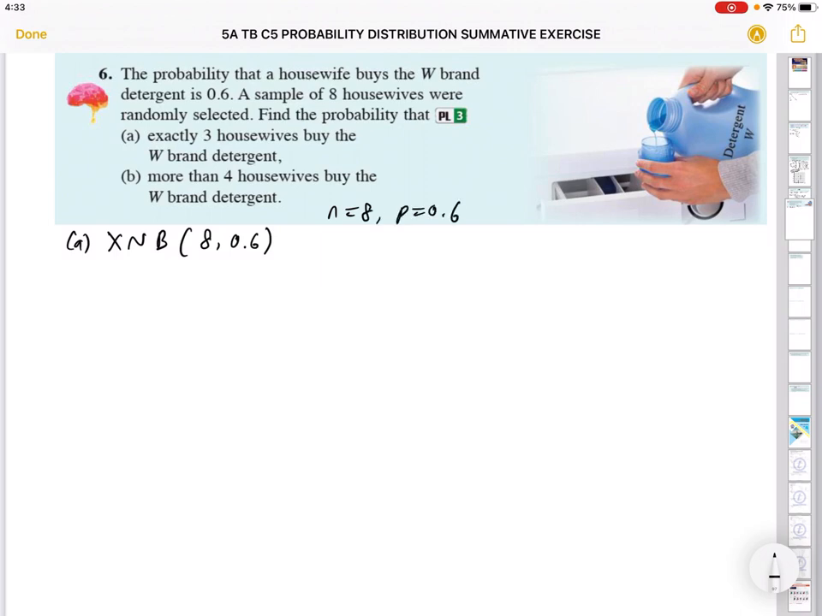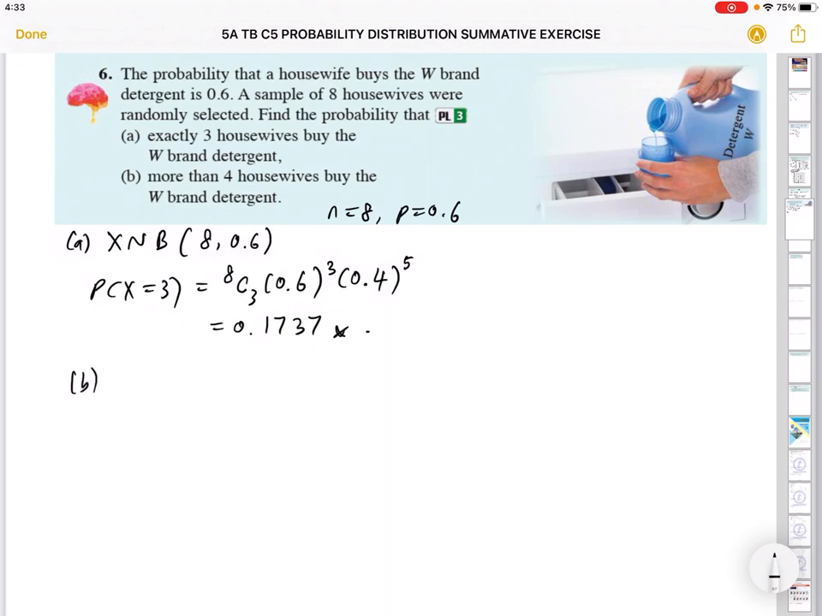Now find the probability that exactly 3 housewives buy W brand detergent. So I want to find X equals to 3. The formula is N, which is 8, C3, P is 0.6 power 3, Q is 1 minus 0.6 is 0.4 power 8 minus 3, which is 5. All right, type this in your calculator. I'll get 0.1737. Yeah, correct to 4 decimal or 4 significant figure.